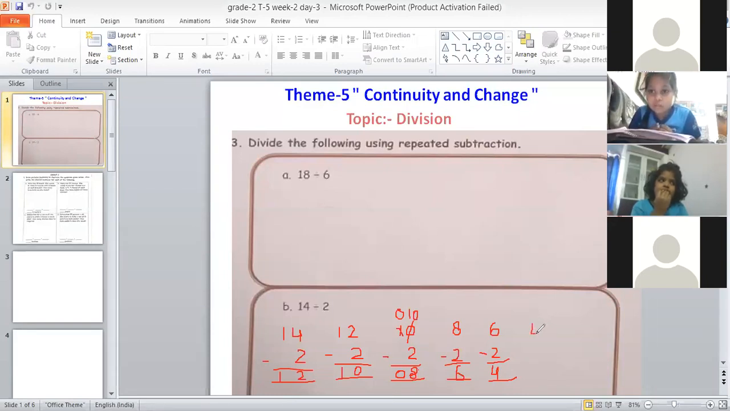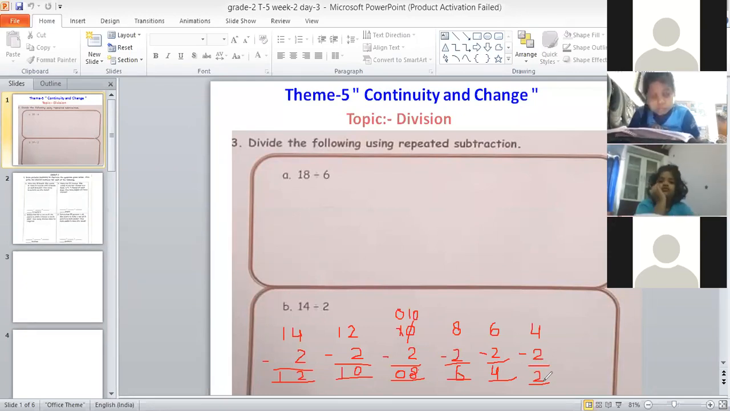See children, till now we didn't get 0. So again we have to subtract this 2. This time we'll be subtracting this 2 from 4. So this is 4 minus 2. 4 minus 2 is how much? 2. Very good. So we'll write here 2.